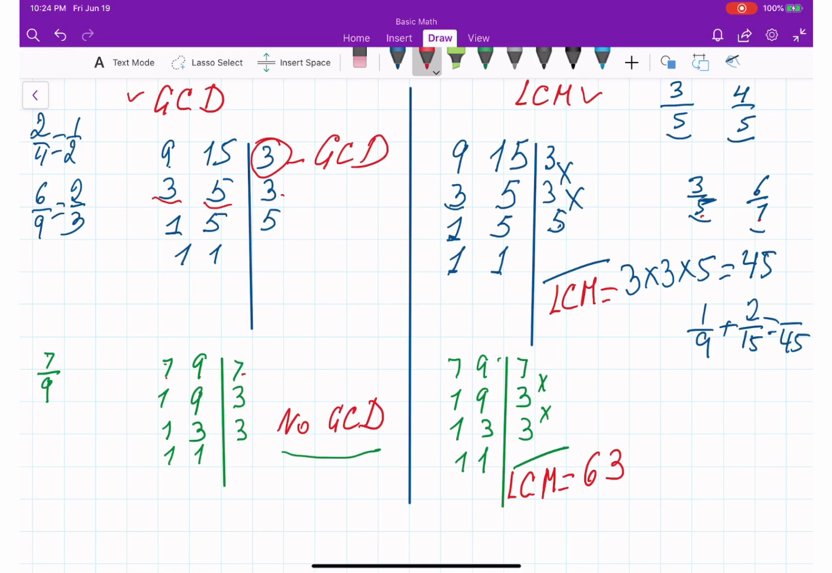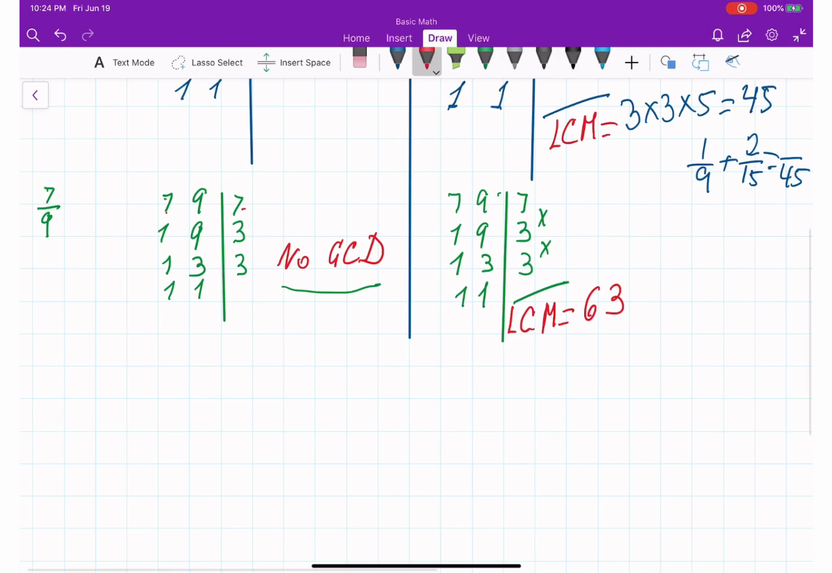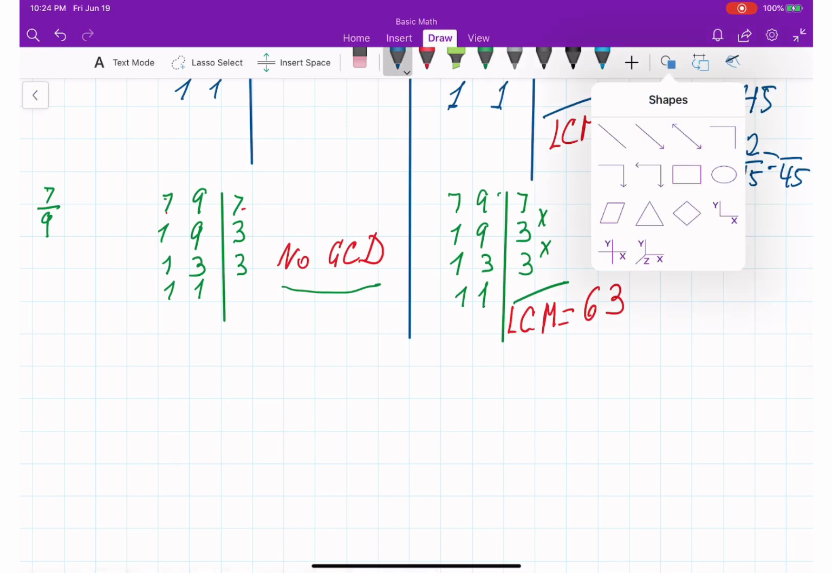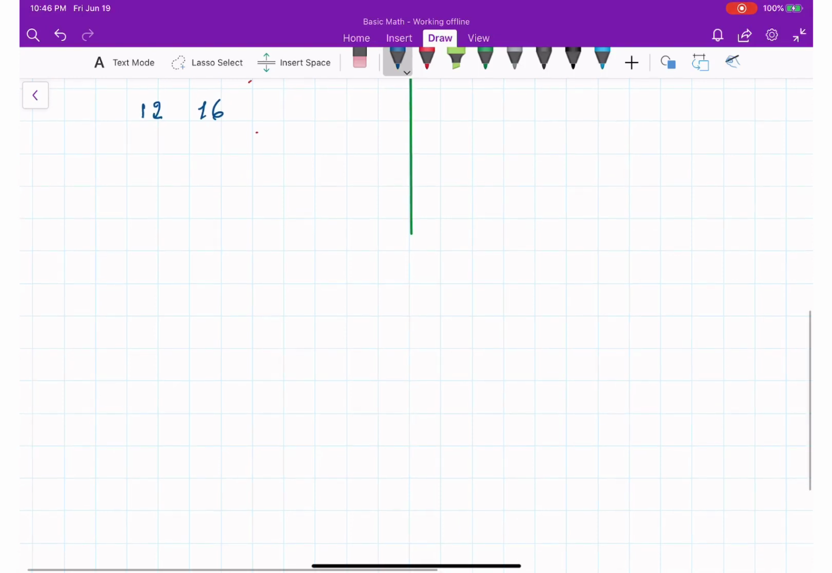Okay, now let's try 3 numbers. If we have 3 numbers, how are we going to work with it? All right. So I'm going to take, let's say, 12, 16, and 48.